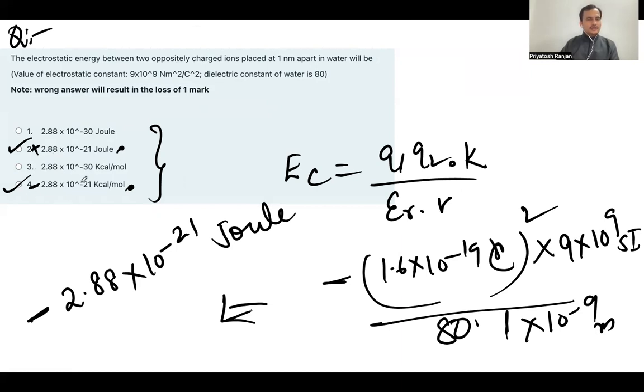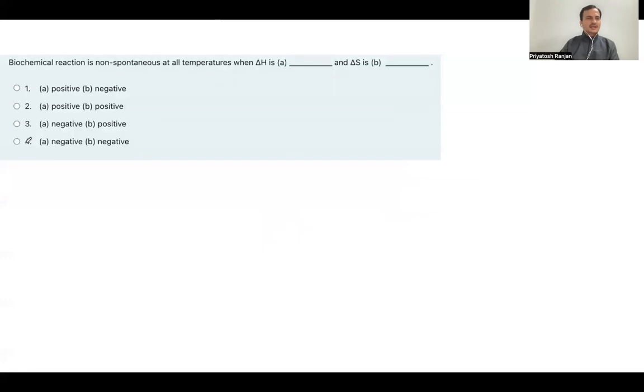Not 4, because it's in kilocalories. So this is wrong. Again, this one is wrong, kilocalorie. So we are left with this one, and the correct answer is going to be 2.88 into 10 raised to the power minus 21. As I said, it should rather be minus, but anyway, this is the one which is closest. It's not going to be kilocalorie. Why? We all know that 1 calorie equals 4.186 joules. So you can do those conversions and will realize that this is the best possible option, which is the second one. Next question.